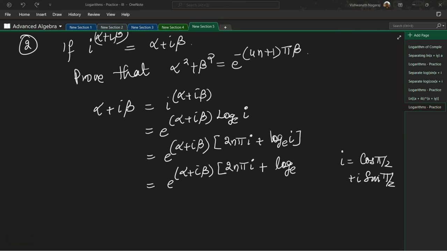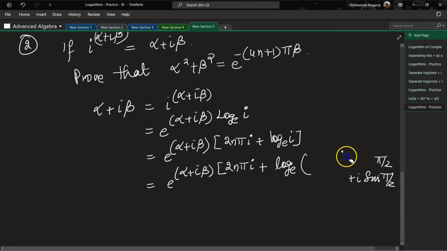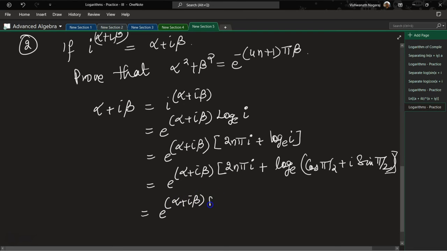So that is nothing but i. Which means we can write this as log e of cos pi by 2 plus i sin pi by 2, right? Now what do we do? Let's open up the bracket: alpha plus i beta times 2n pi i plus log of cos pi by 2 plus i sin pi by 2, which can be written as e to the power of i pi by 2.